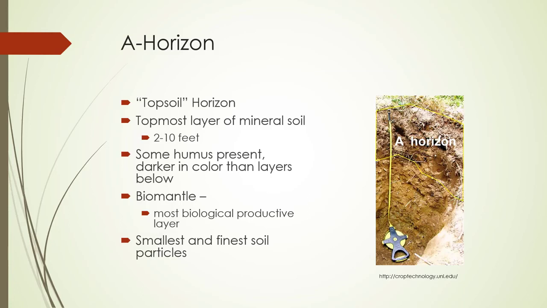Okay, so the A horizon is the topsoil horizon. This is the topmost layer of mineral soil. It can be 2 to 10 feet. Again, in our area, our soil is pretty young, so we're not going to have a really well-defined A horizon. Some humus is present. It's darker in color than layers below, and this is also called the biomantle, which is where you're going to find your organisms like fungi, bacteria, and earthworms. This is the smallest and finest of the soil particles that are found here.